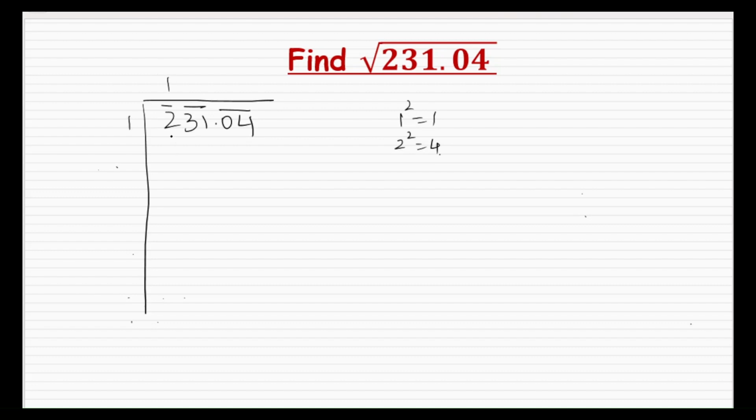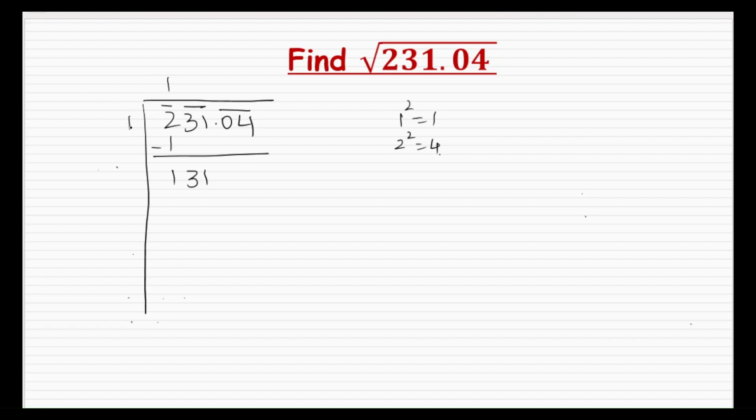Next, 231 and 4 hundredths. So 231 and 4 hundredths. On the whole number part, put the bar starting from the ones digit. In the decimal part, start from the first decimal place. All right, 2. I know 1 square is 1 and 2 square is 4. This will be bigger, so let's do 1. 1 square is 1. 2 minus 1 is 1. Bring down the next group, 131.